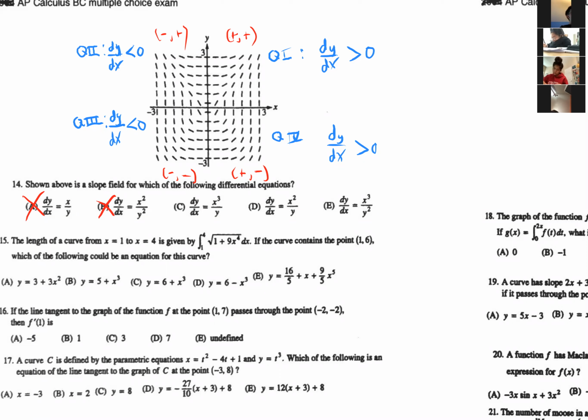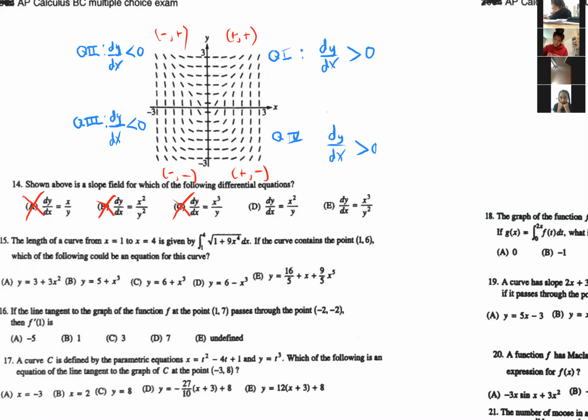For letter C, let's go quadrant by quadrant here. If you're in quadrant 1, you would have a positive over a positive, which gives you a positive slope. In quadrant 2, you'd have a negative over a positive, which gives you a negative slope. In quadrant 3, you have a negative over a negative, which gives you a positive slope. So this one won't work. So again, if x and y were both negative, like in quadrant 3, you would get a positive slope. But according to the graph, quadrant 3 always has a negative slope.